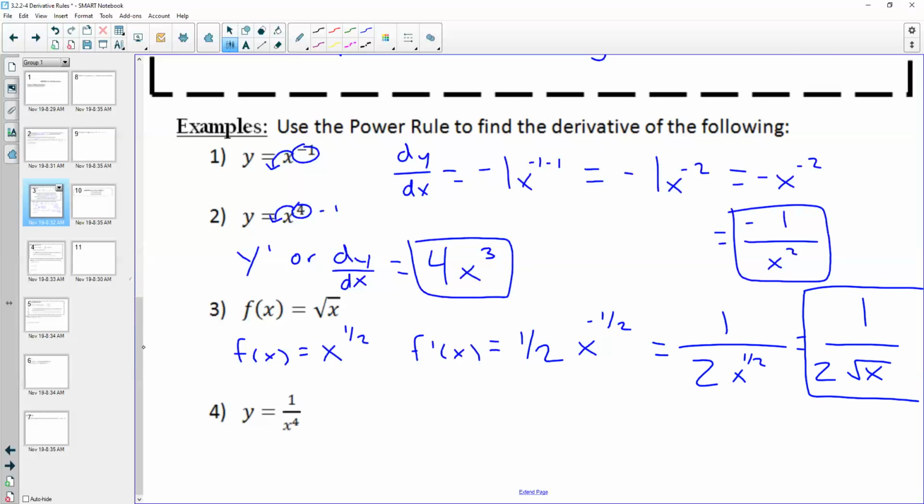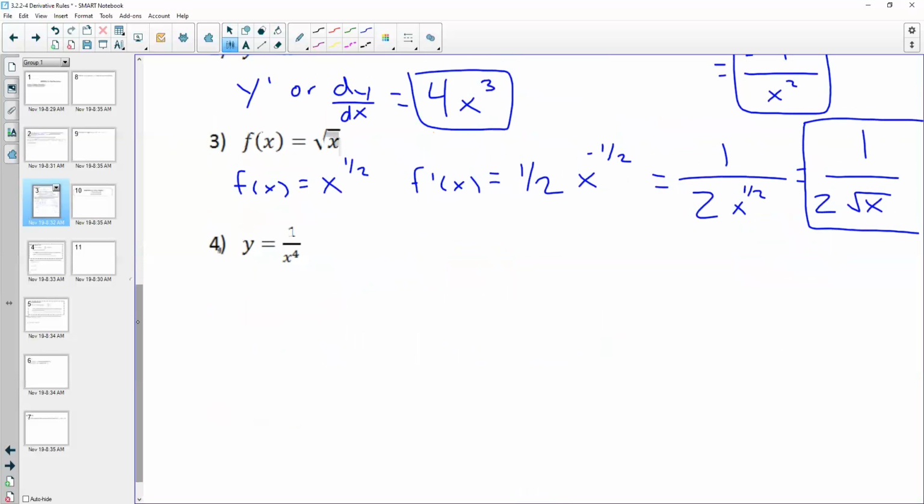Okay, so for this last example here, we have y is equal to 1 over x to the 4. Okay, so we can rewrite this. So y is equal to x to the -4. And same thing, we're just going to take that exponent, put it out front, and subtract 1 from that exponent. So that's y, so this is going to be y prime. So y prime will just be the derivative of y. And then we'll have -4x, -4 subtract 1 is -5.